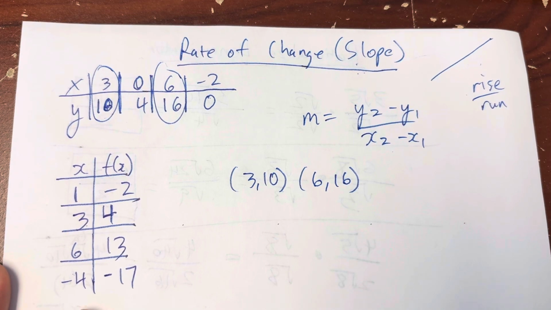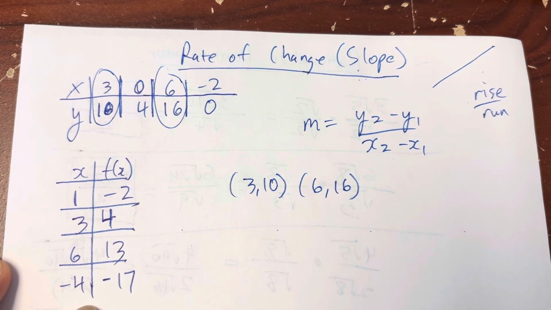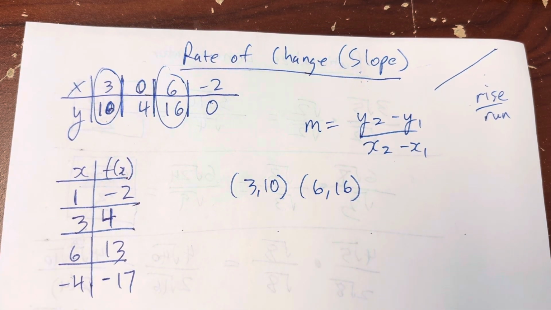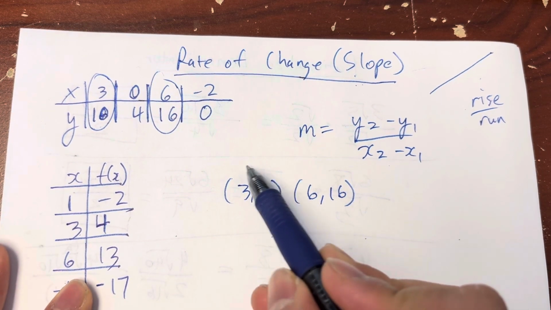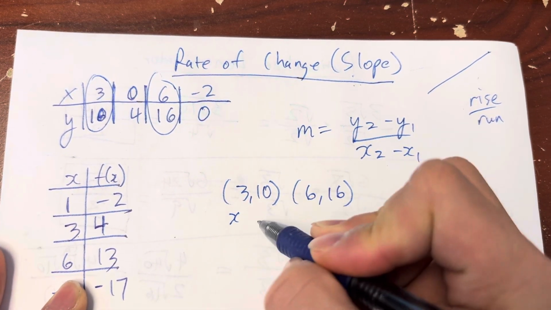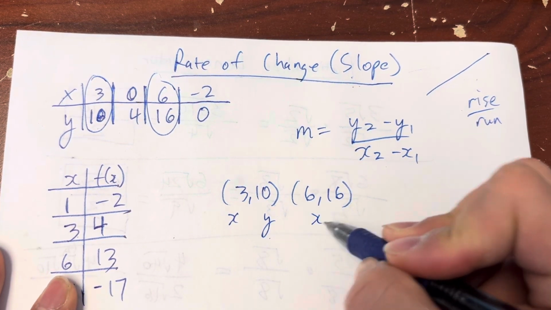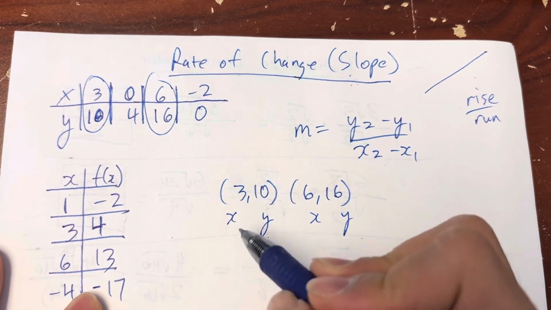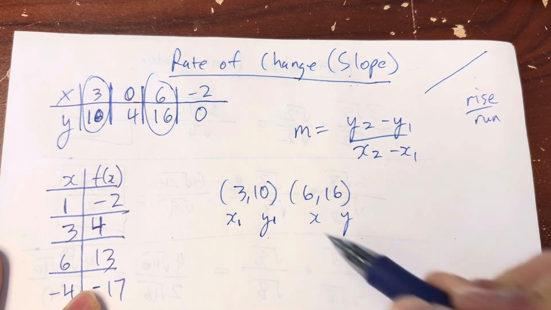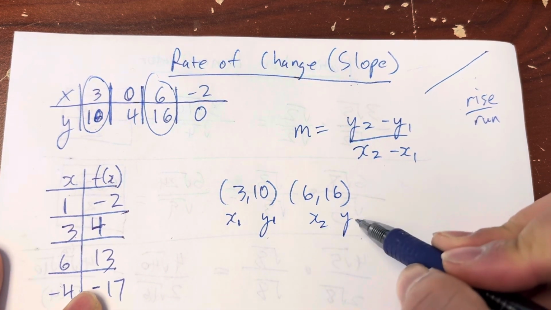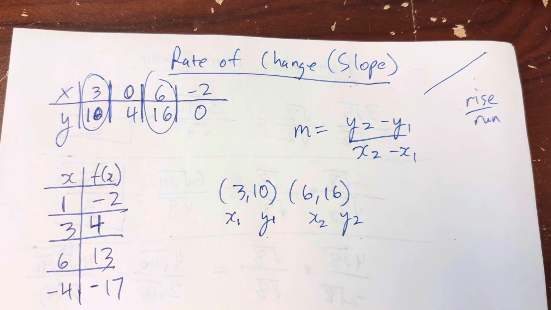Now, very important, you have to label your coordinates, okay? All coordinates occupy the form of x, y. So in this case right here, because this is the first coordinate, we're going to call it x, y. But to allow us to understand the difference between the first coordinate and the second coordinate, we're going to call this x1, y1, and the second one x2, y2, like that. And then all we have to do is simply apply the formula, okay?